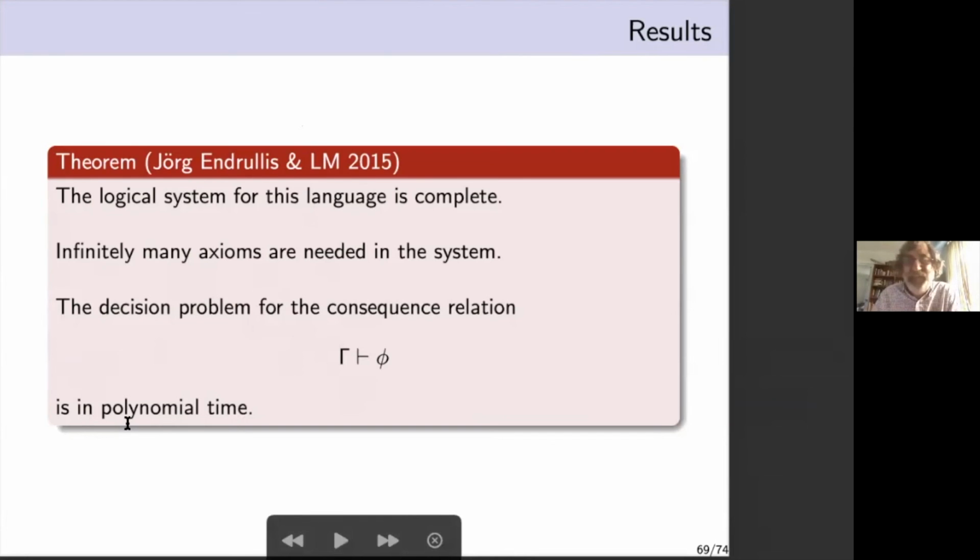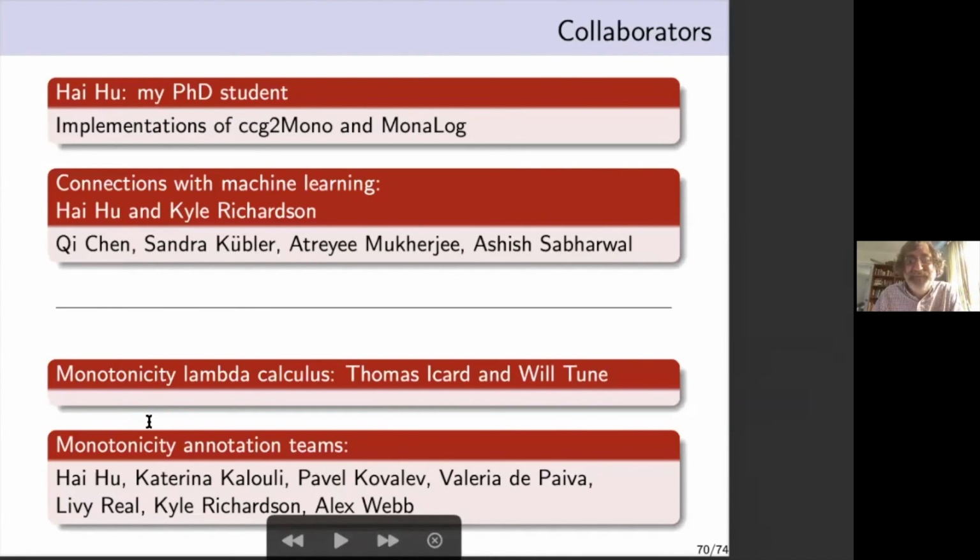So I know that I'm about out of time. Let me wrap up here. I wanted to thank a bunch of people. My PhD student, Hai, is the one who did all the implementation of the up and down arrows. All the connection of this with machine learning comes from a group that gets together to do this. With Thomas Icard, in the Stanford Philosophy Department, I've worked on this monotonicity with lambda calculus and some aspects of this categorial grammar kind of stuff. And the annotation, what I was showing you about earlier, is part of several teams.